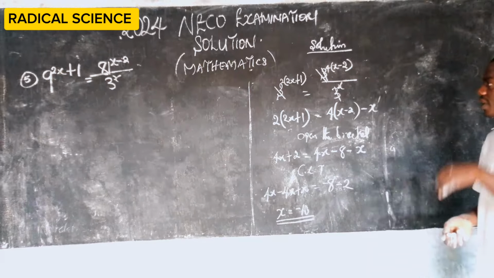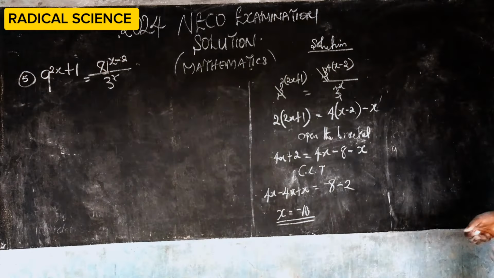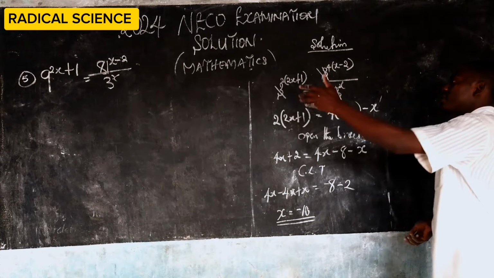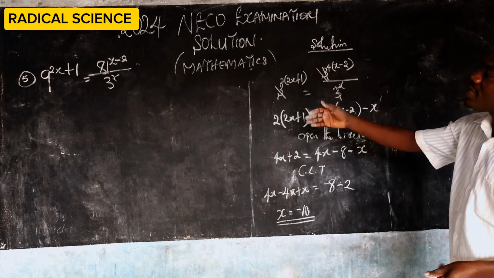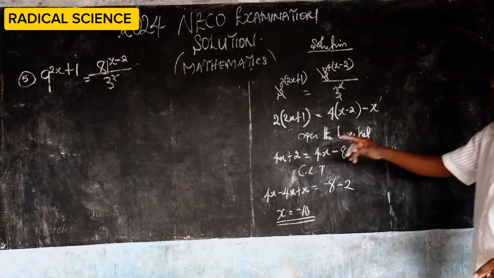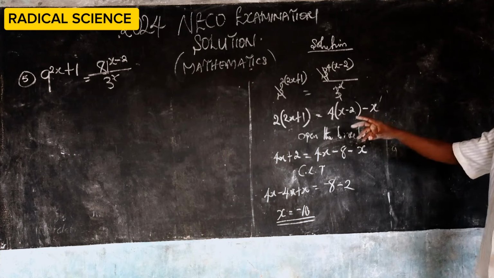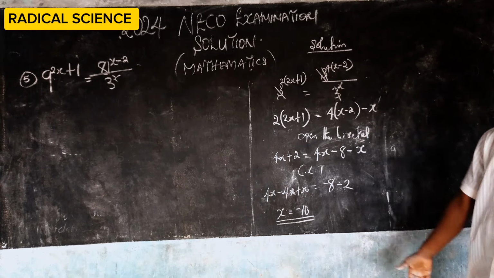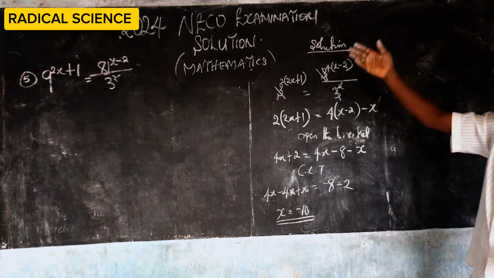Please let me buttress the points I've made. I told you that when the bases are the same, you cancel the bases. But because the bases are not the same, I have 9, I have 81, I have 3.